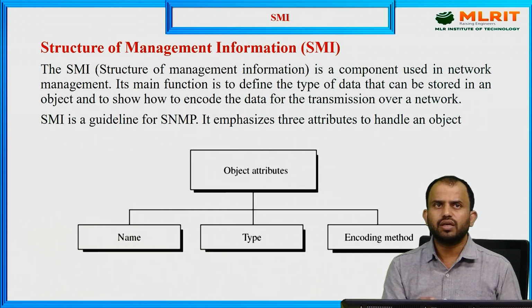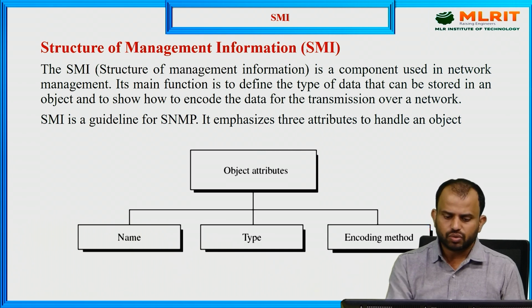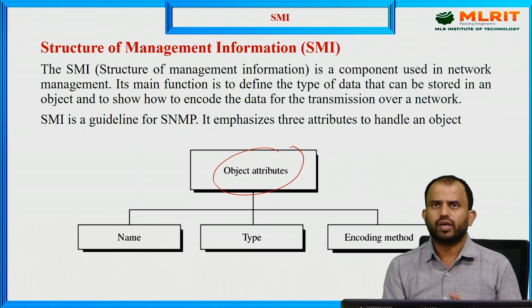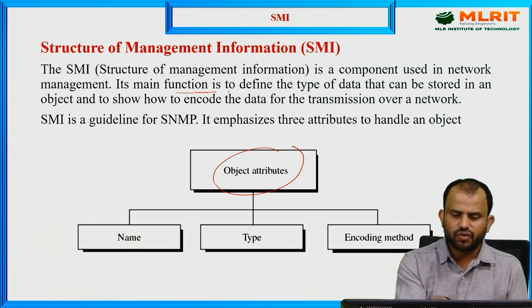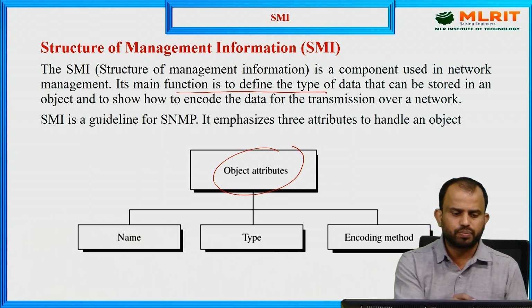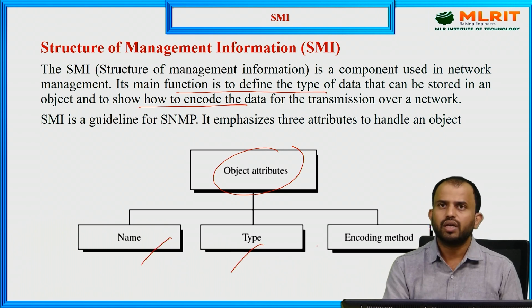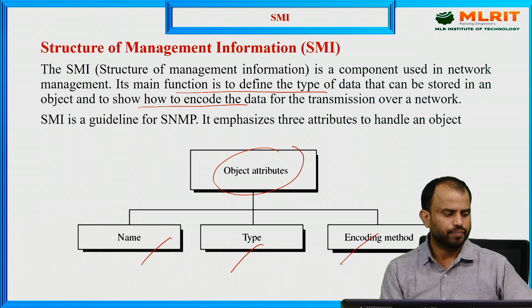Similarly, in the SMI mechanism, which we call the Structure of Management Information, what kind of object attributes and components are we using in network management? It has different functions to define the types of data stored in the object and to show how to encode the information to transmit over the network. That is the name, type and encoding method that we call SMI techniques.